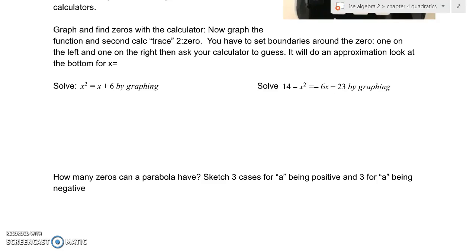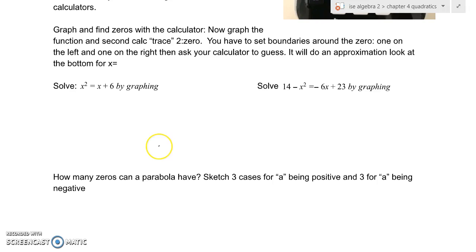So if we don't have to approximate, we can actually have the calculator find and graph the zeros for us. So we're going to graph whatever our equation is, and then there's a calculate function that we're just going to ask it what the zero is. We're going to set some boundaries, one on the left, one on the right. Then our calculator will guess for us. It does the approximation and spits out at the bottom what our x equals.